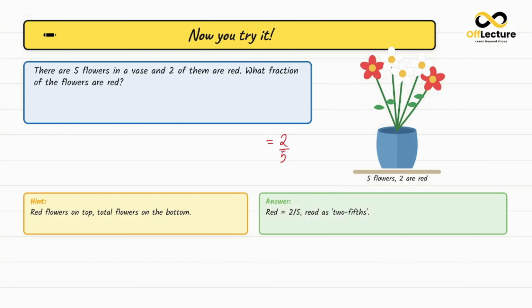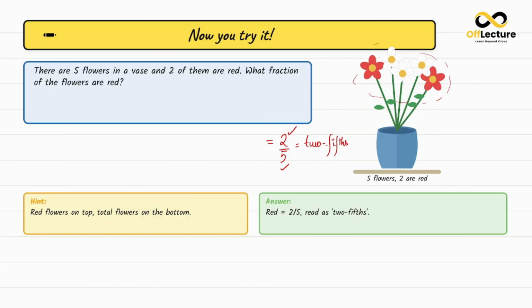2/5. Or we can write it as 2/5. Okay. Because total red flowers are 2 and the entire group of flowers is 5. So our answer will become 2 by 5.